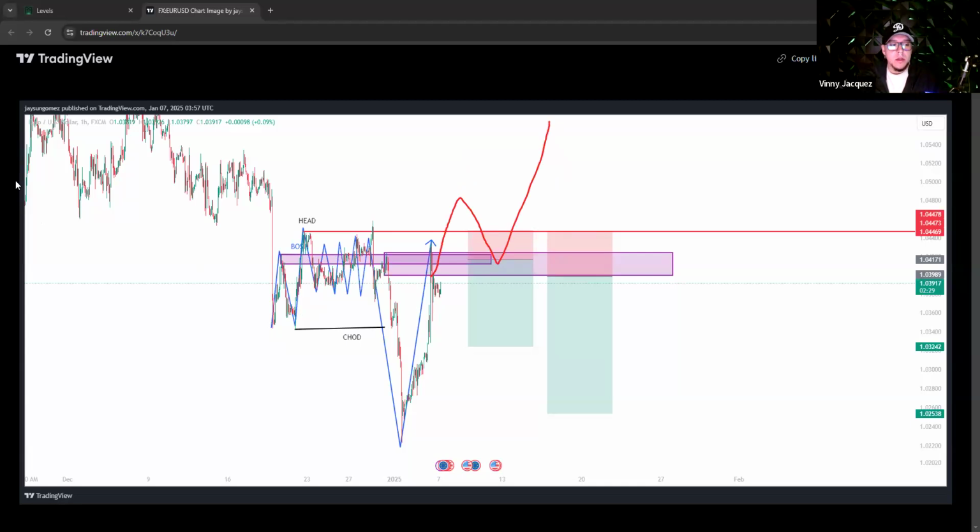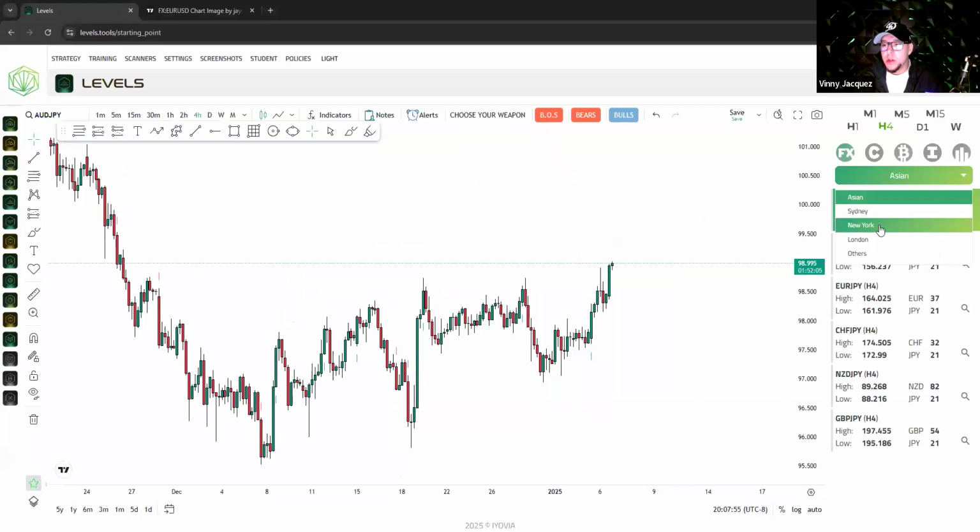So let's just go ahead and take a look at EUR USD and see if we can confirm this, or if we can hold off and look for some buy opportunities. So let's go ahead and go to EUR USD.